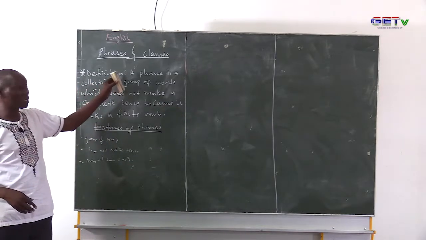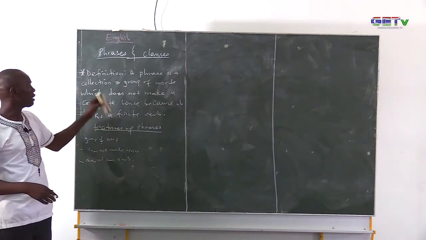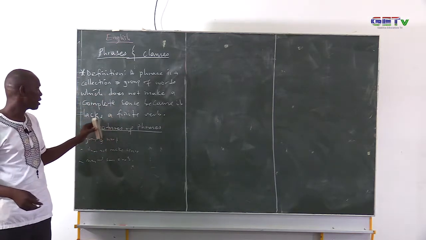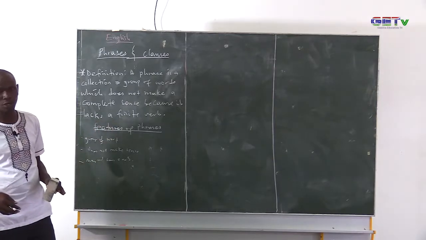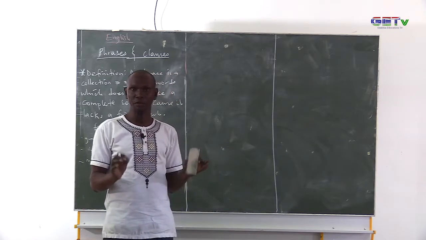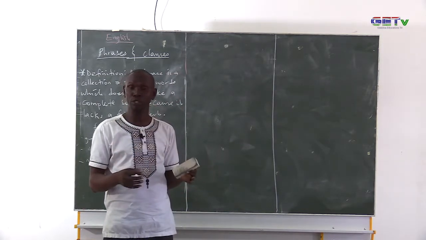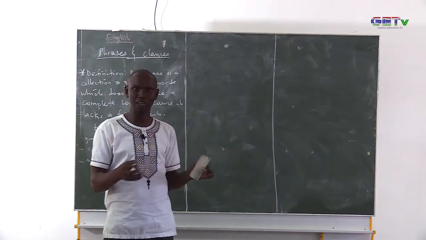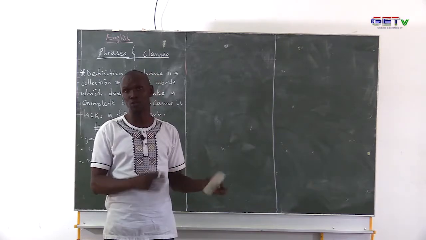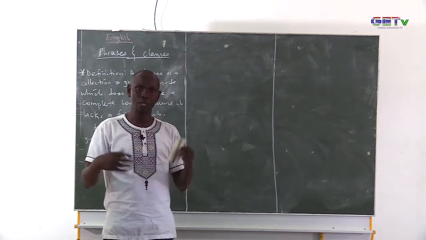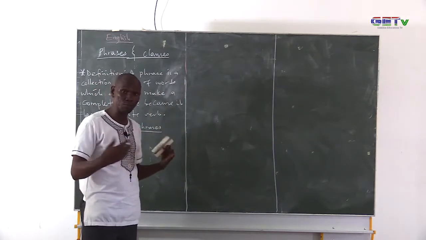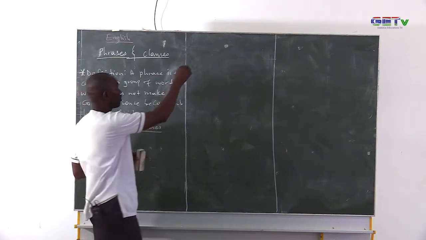Well, let's look at phrase. We'll start with the definition first. A phrase is a collection or group of words which does not make complete sense because it lacks a finite verb. Phrase alone will not make sense because it lacks a finite verb, and without a finite verb, it is difficult for a phrase to express anything meaningful on its own, unless you add something else to complete its meaning. Before we dilate on that more, we have to look at features of a phrase.